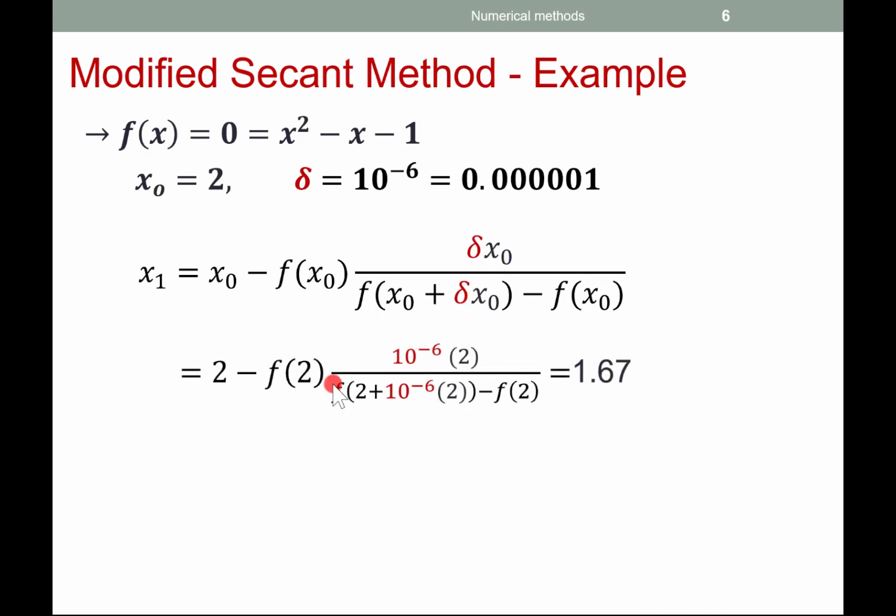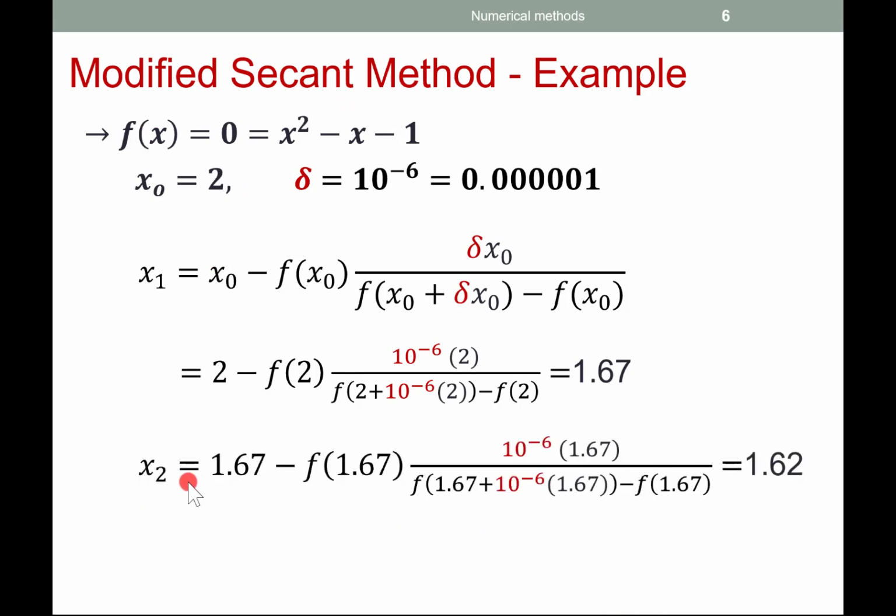So we can plug this in. We see that 2 is here, minus f at 2, 10 to the negative 6 times 2, and so on. We find a value of 1.67. If you remember from last class, the root was around 1.618, right? So that's pretty close. So that's one iteration of the modified secant method.